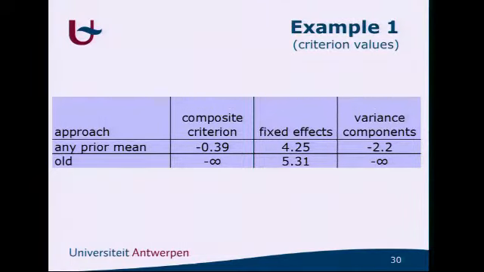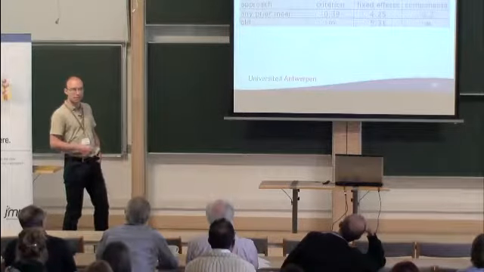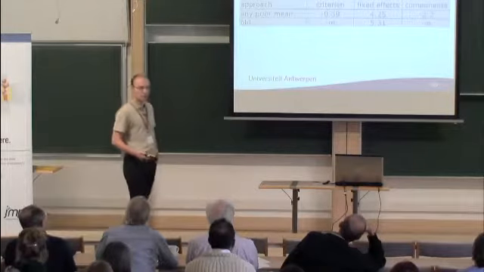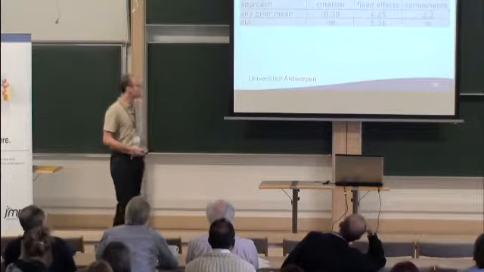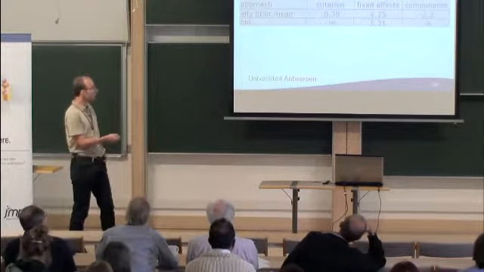Now what we can see here is, if we look at the composite criterion, for example, for the new design, we do get a criterion value which is finite, minus 0.39. For the old design we have minus infinity because that old design is very bad. It doesn't allow me to estimate all the parameters in the model.